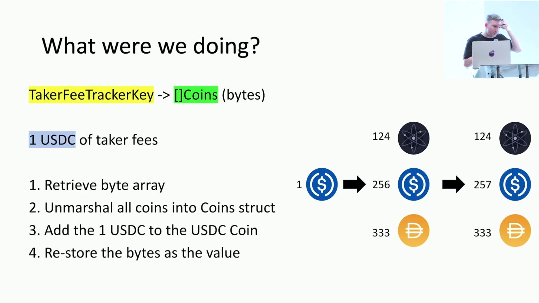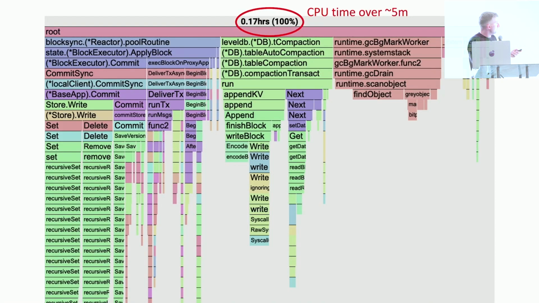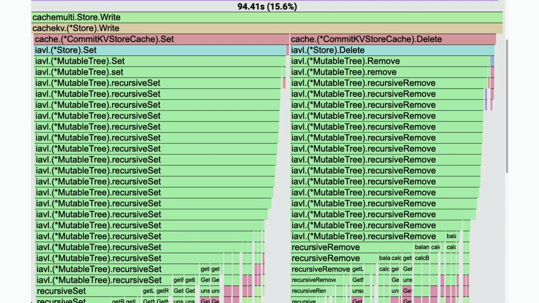So what we did was we unmarshaled all those coins for no reason. All we needed was the USDC coin. So what the correct answer on a micro level of what we could have done was we could have just keyed it by denom. So all we're doing is we're querying for this key. We have an int, and then unmarshaling an int is much easier than unmarshaling coins, and more performant rather. I have to go really fast, so I'm going to try to. So this store.write, if you were to go into it, you'd see all these sets and 15% of the sync time being taken here.